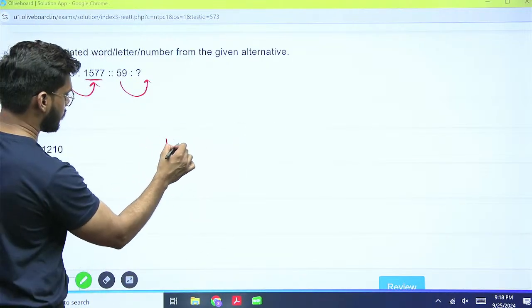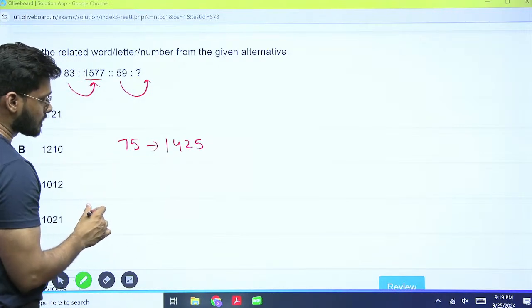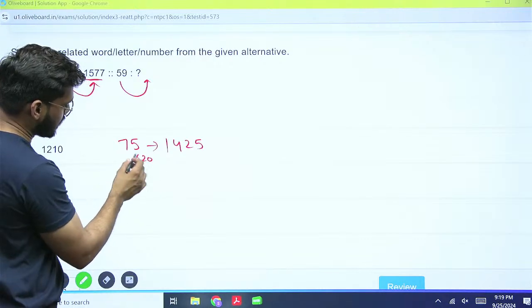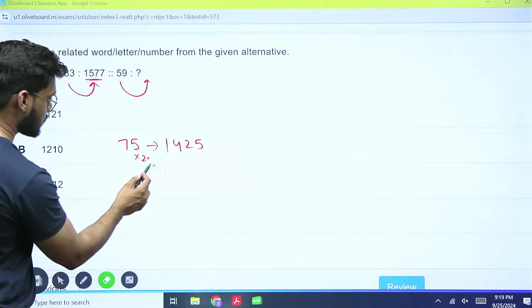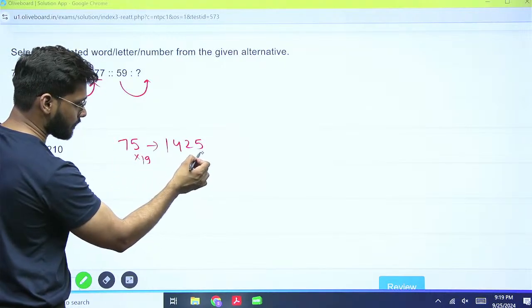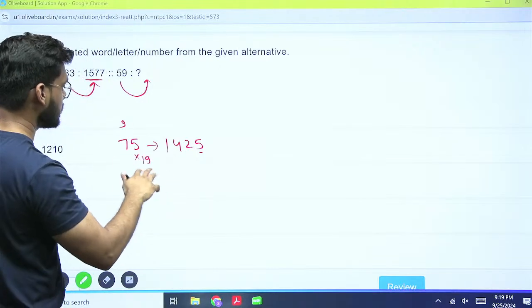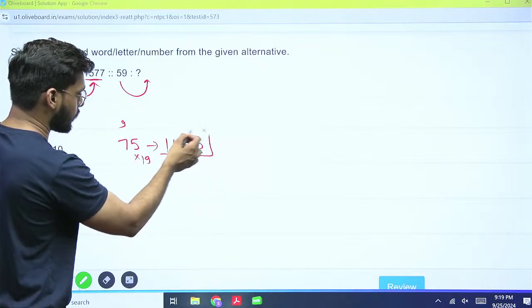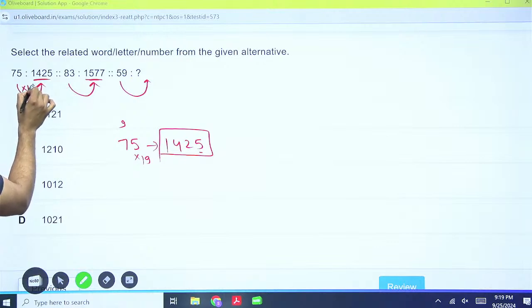Okay, 1425 and 75. If we multiply with 20, what will we get? 75 into 2 is 150, and with 0, 1500, but we have to reach 1425. So let's multiply it with 19. 19 times 5 is 95, so we have 5 and 9 carry over. 19 times 7 is 133, and 133 plus 9 gives 142. So we get 1425 by multiplying 75 by 19.